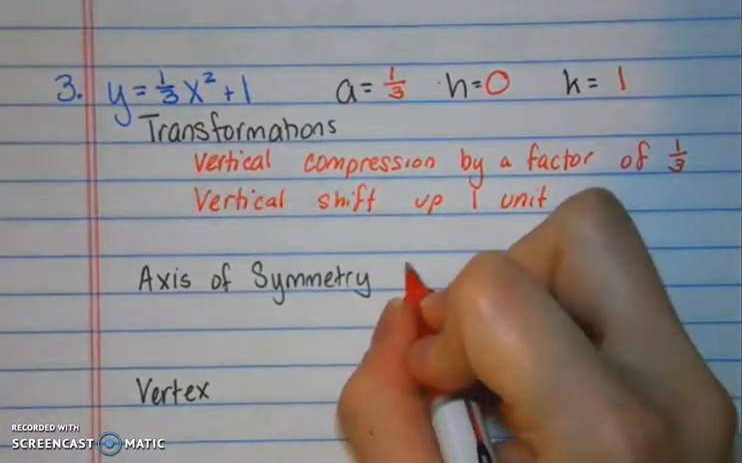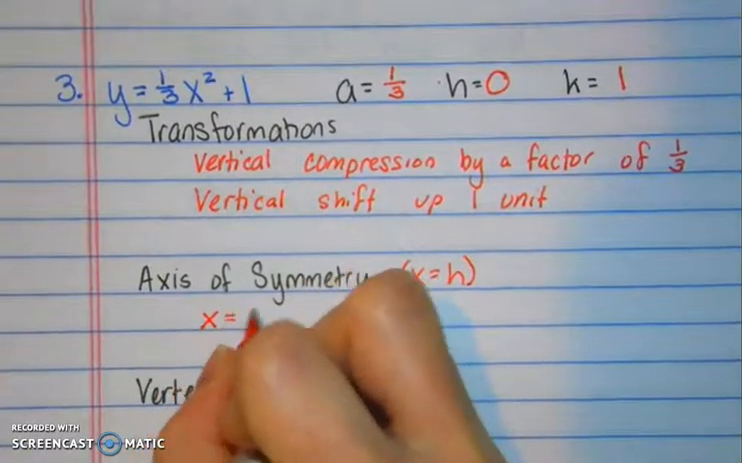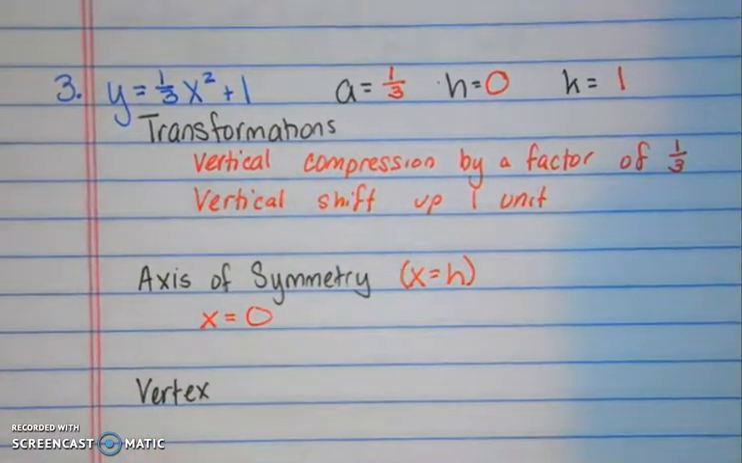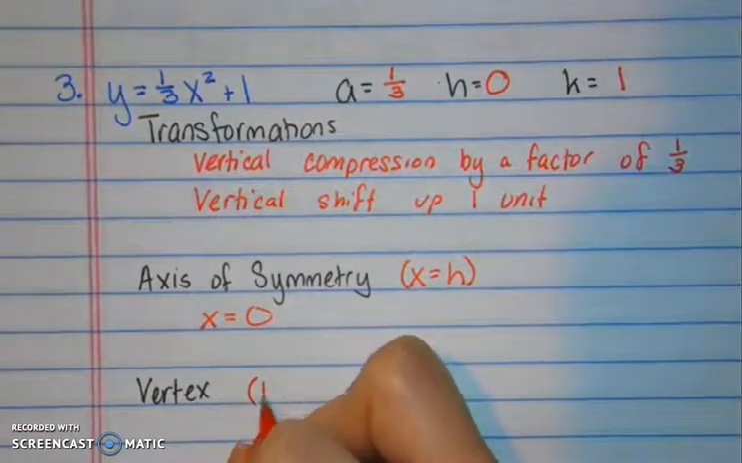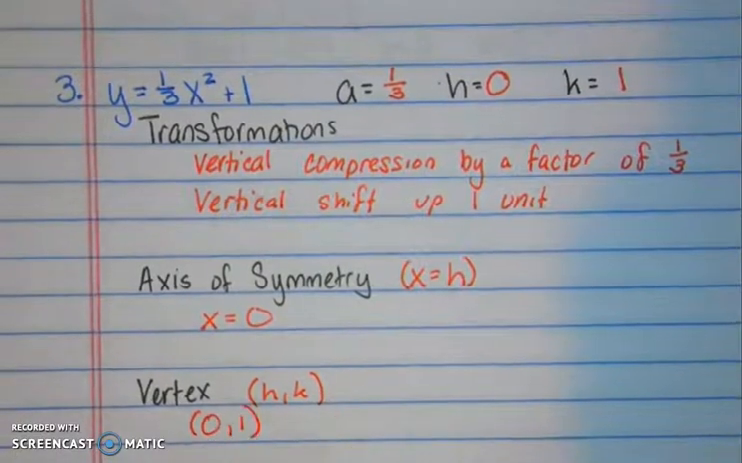So remember, our axis of symmetry is x equals h, so in this case it is the line x equals 0, and our vertex is the point (h, k), so our vertex is (0, 1).